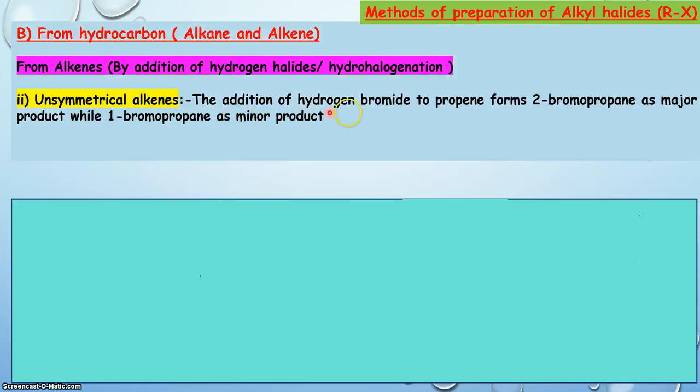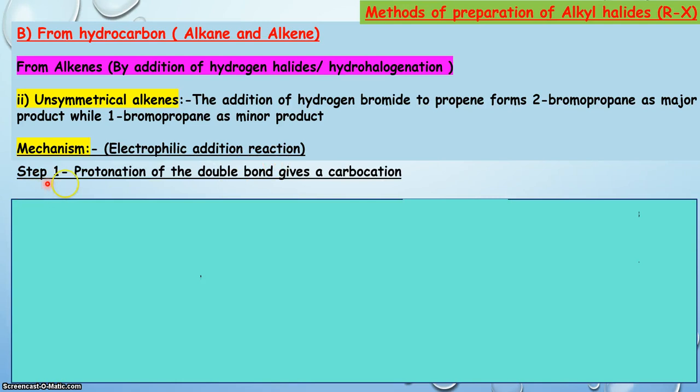As we have discussed, the addition of hydrogen bromide to propene forms 2-bromopropane as a major product and 1-bromopropane as a minor product. The explanation for this is given by its mechanism, which is an electrophilic addition reaction. The first step is protonation of the double bond, which gives a carbocation. So here is propene and H plus from the hydrogen bromide. This propene, that is an alkene, contains a double bond, which means it contains pi electrons.